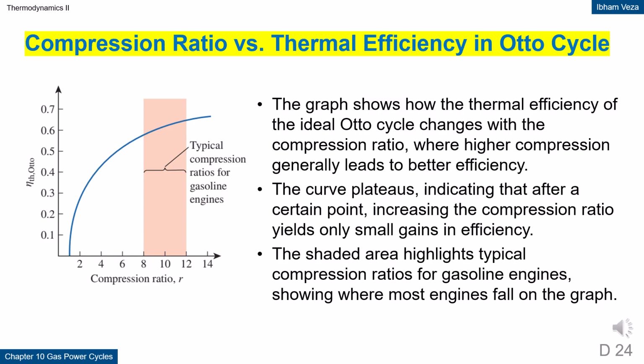Compression ratio versus thermal efficiency in Otto cycle. This graph shows that the thermal efficiency of the Otto cycle increases as the compression ratio increases. Beyond a certain compression ratio, the efficiency increase becomes smaller and the curve flattens.